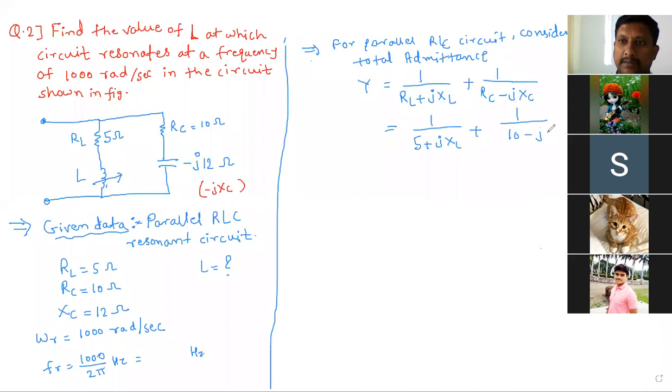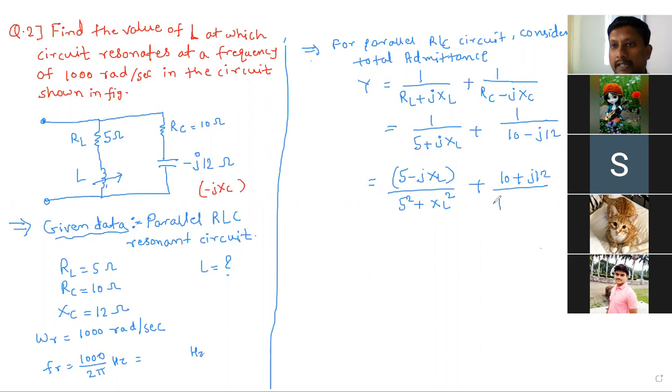10 minus JXC means 12. So you multiply numerator and denominator by its complex conjugate. So here 5 minus JXL in the numerator divided by 5 square, that already you know what I did, plus XL square. Next, plus 10 plus J12 divided by 10 square plus 12 square, that is, imaginary parts are squared and real parts are squared. Okay, so that is what I did, that already you know, we have discussed that point in the derivation.